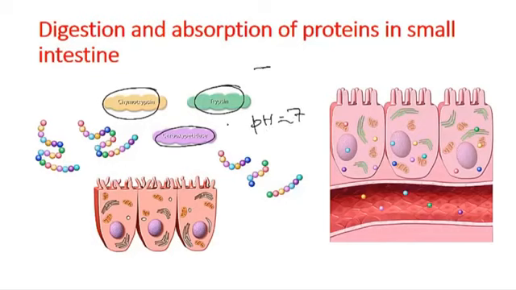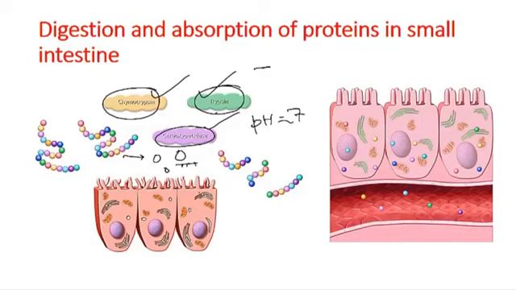Trypsin and chymotrypsin both split the protein into smaller peptides, and some of them into single amino acids even. Carboxypeptidase acts on the carboxyl end of the protein and starts breaking down amino acids from the terminal. So carboxypeptidase works after the activity of trypsin and chymotrypsin. Okay, and here you see there are also brush border cells present in the epithelium, right?